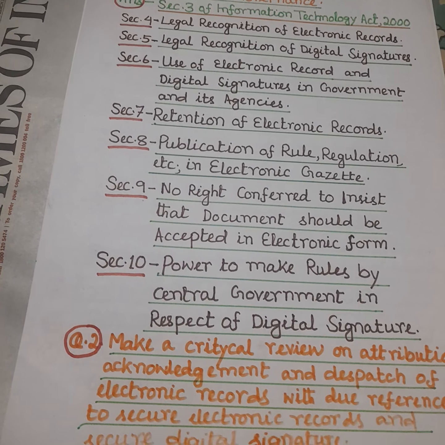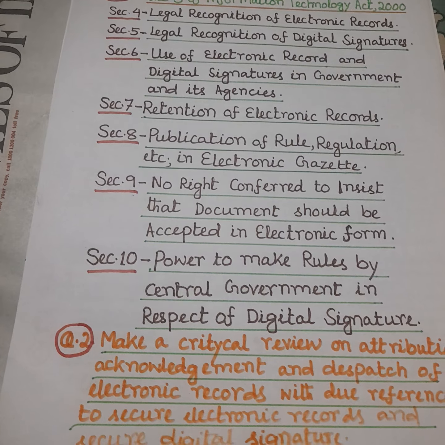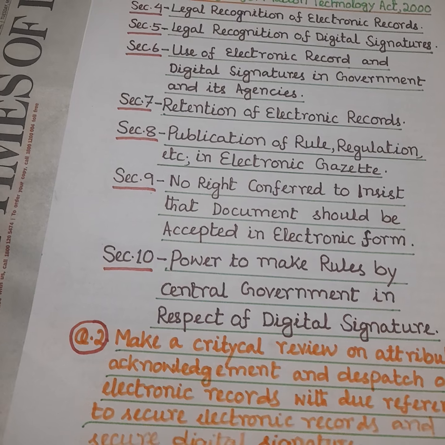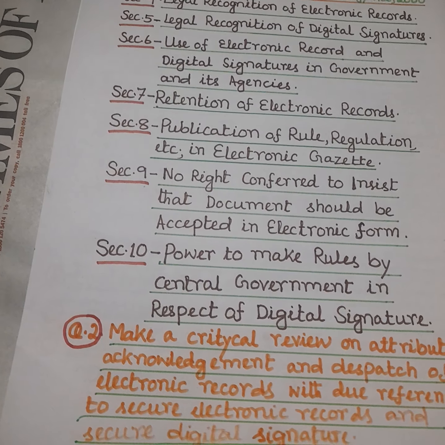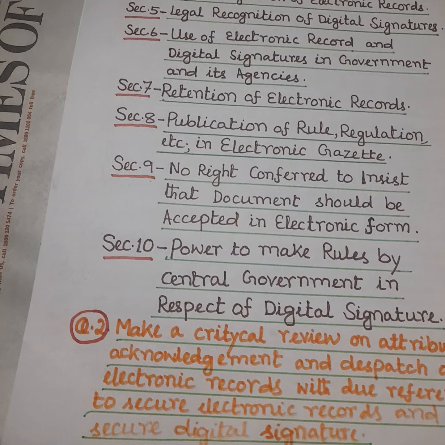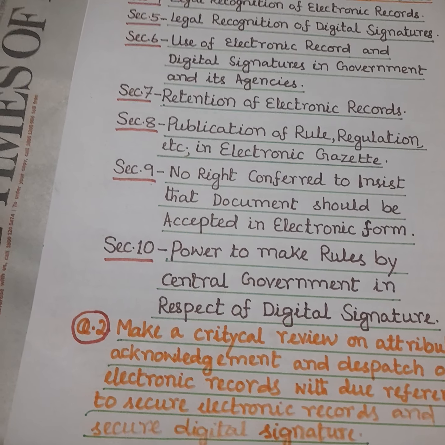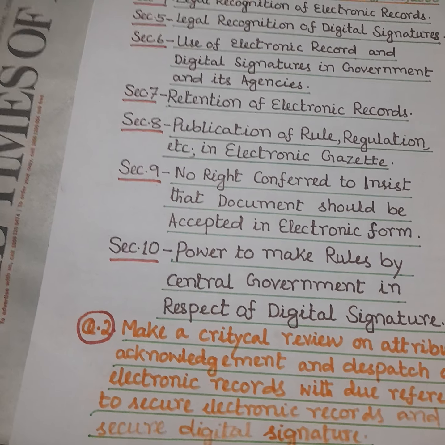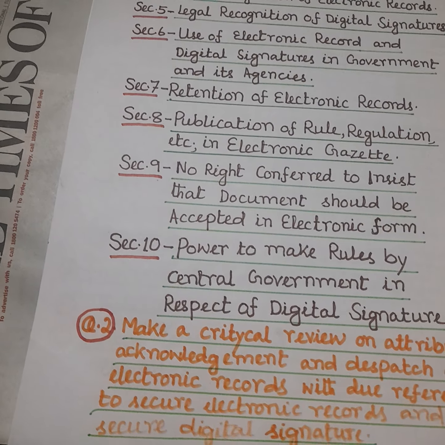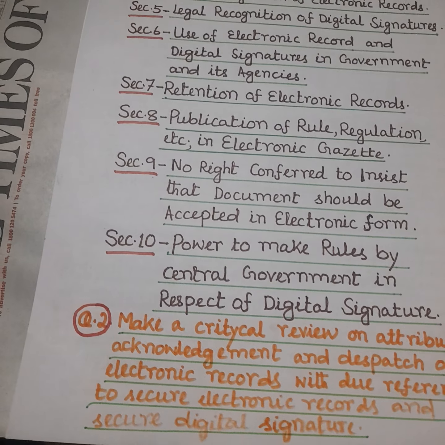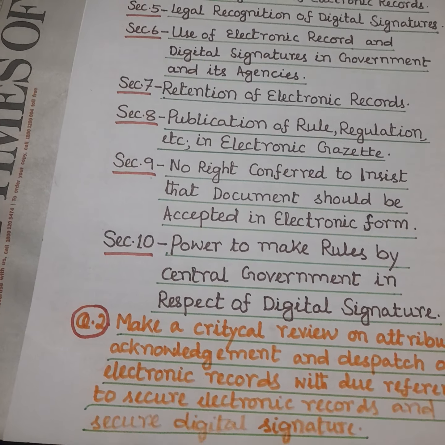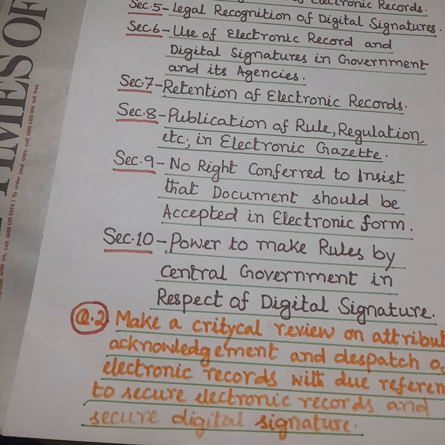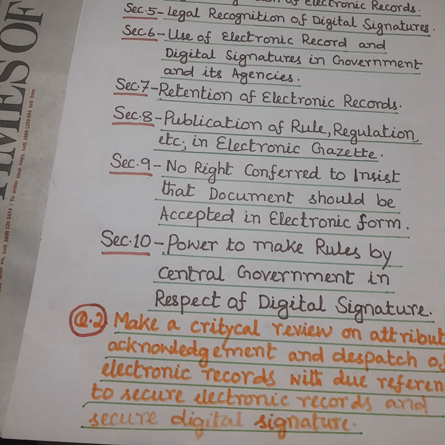And further, under Section 8 of the Act, it provides regarding publication of rule, regulation, etc. in electronic gazette. So it provides that where any rule, regulation, order, bye-law, notification or any other matter shall be published in the official gazette, then such requirements shall be deemed to have been satisfied if such rule, etc., is published in the official gazette or electronic gazette.